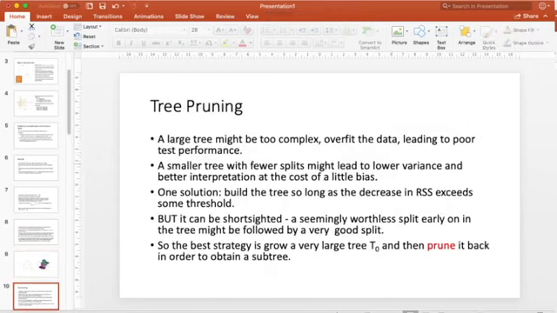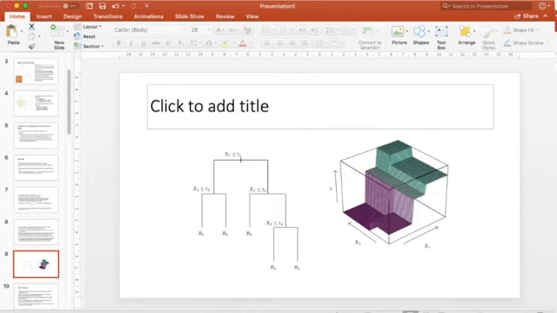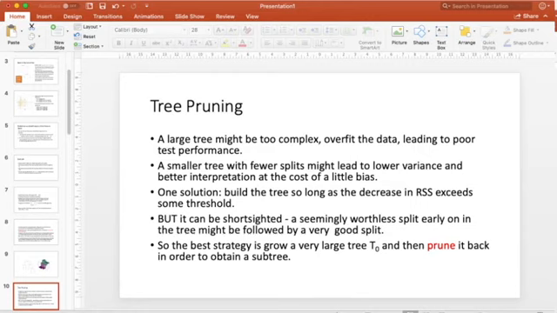So now let's talk about tree pruning, okay? If we produce a very large tree, if we look at the previous example like this one, this is a very simple tree with the size of 5. I would say that this is a very small tree. Sometimes when you have a very complex data set, you're going to have a very large tree. And a very large tree might be too complex. It may overfit the data, leading to poor test performance.